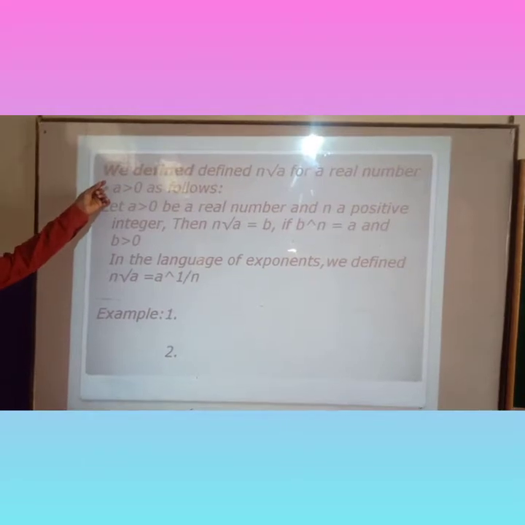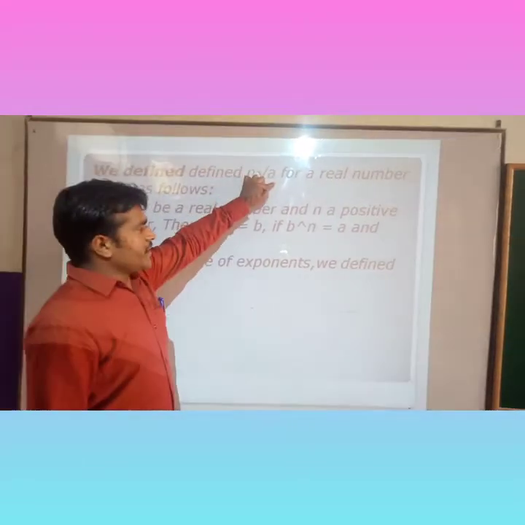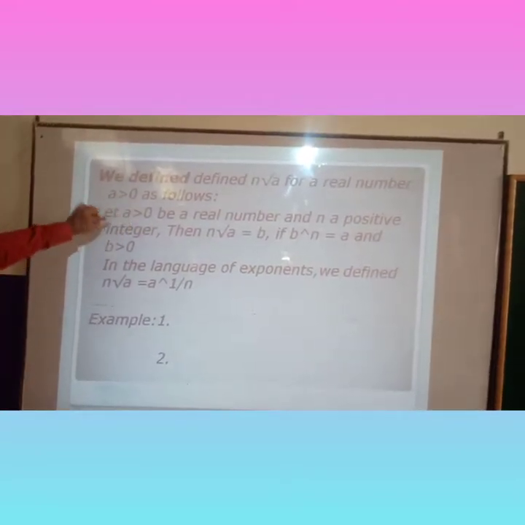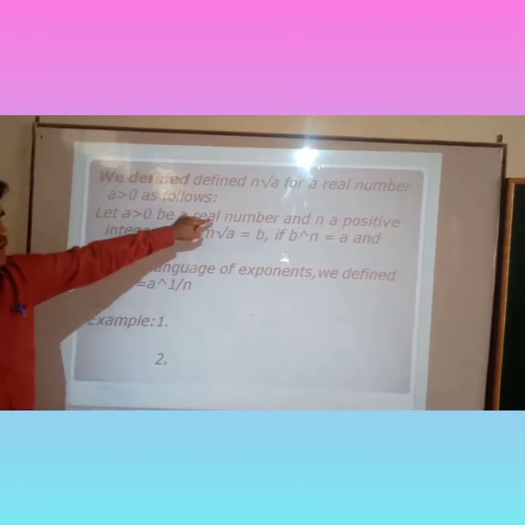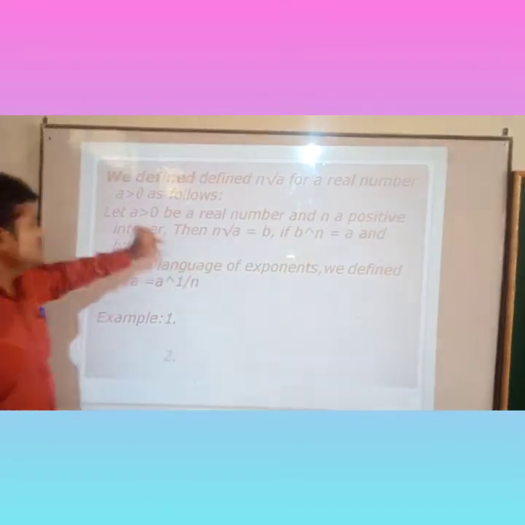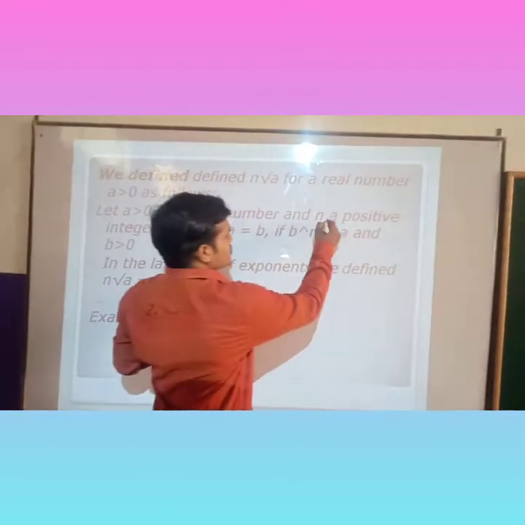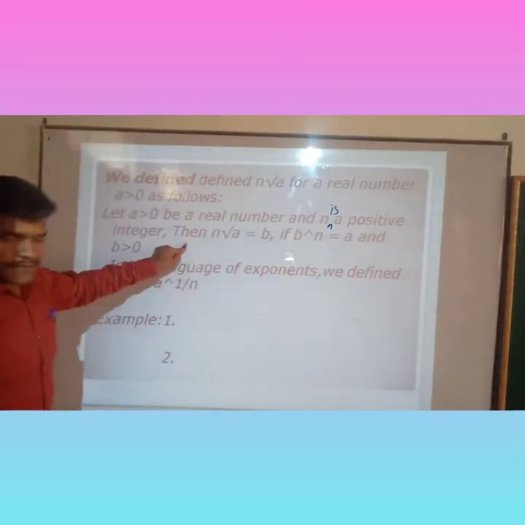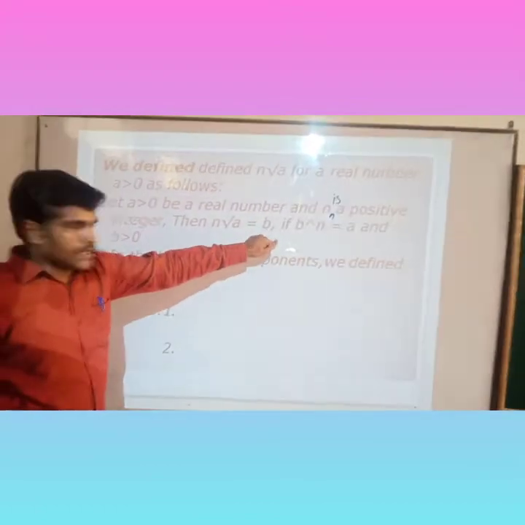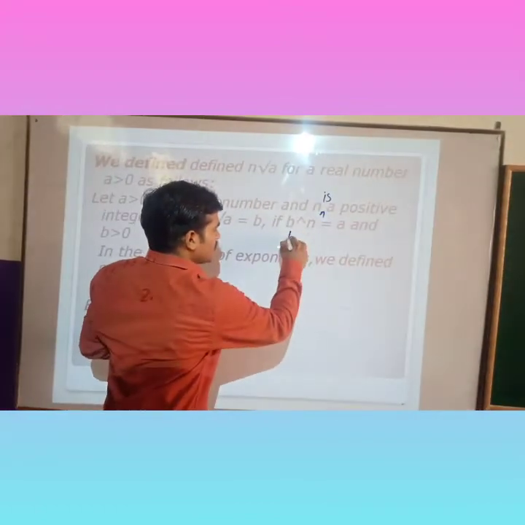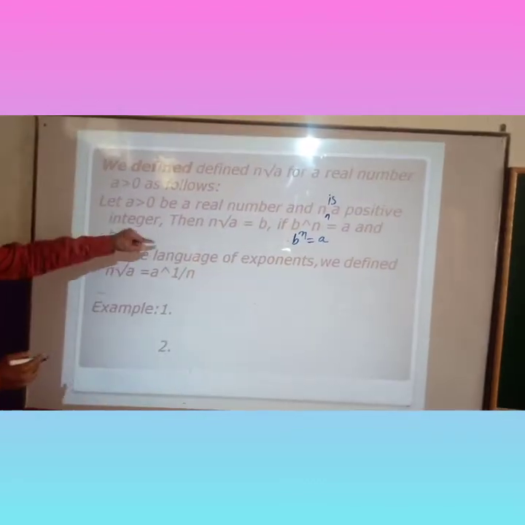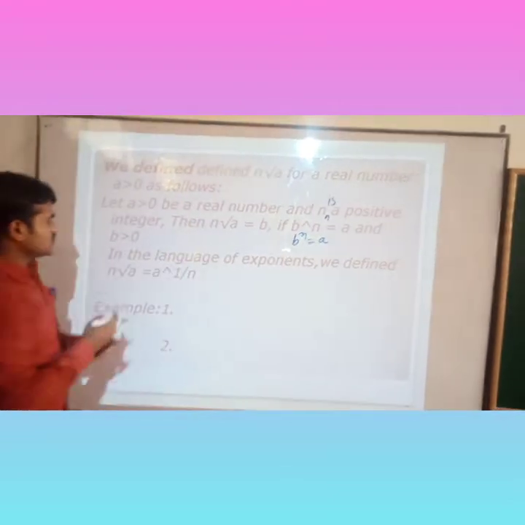We define the nth root of a for a real number. Let a be a real number greater than 0 and n a positive integer. Then the nth root of a is equal to b if b power n is equal to a. Understood? But b is greater than 0. Here b is also greater than 0.